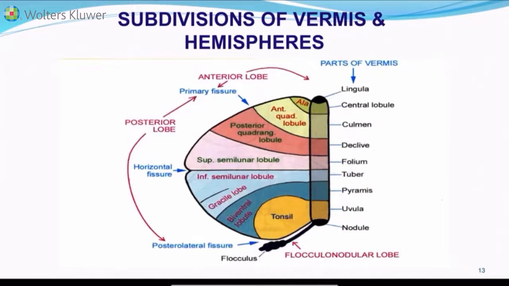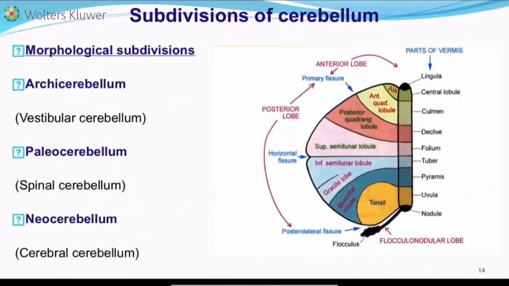So we have seen the subdivisions of vermis and the subdivisions of hemispheres. To repeat the subdivisions of hemisphere, anterior lobe is made up of ala and anterior quadrangular lobule. Posterior lobe or middle lobe consists of posterior quadrangular lobule, superior semilunar lobule, inferior semilunar lobule, gracile lobule, biventral lobule and tonsil. So this is about the subdivisions of vermis and hemispheres.